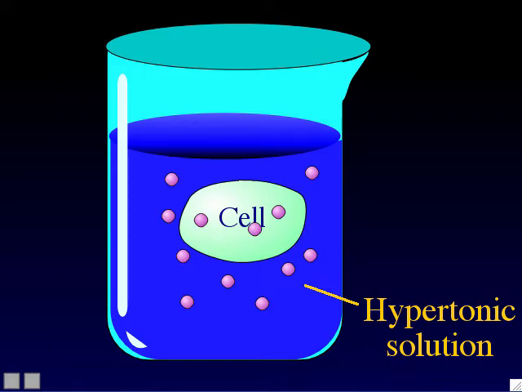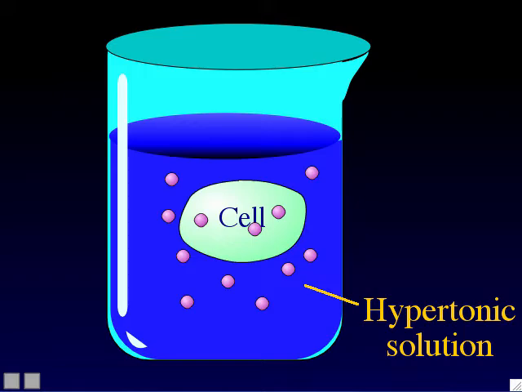Hyper means above or greater than, and tonic again you can think of as meaning the cell solute concentration. So a hypertonic solution is any solution that has a higher solute concentration than a cell. Okay, so here's my question to you. Where do you think the water is going to move, into the cell or out of the cell? And remember that the golden rule of osmosis is water moves towards the higher solute concentration because solutes attract water.